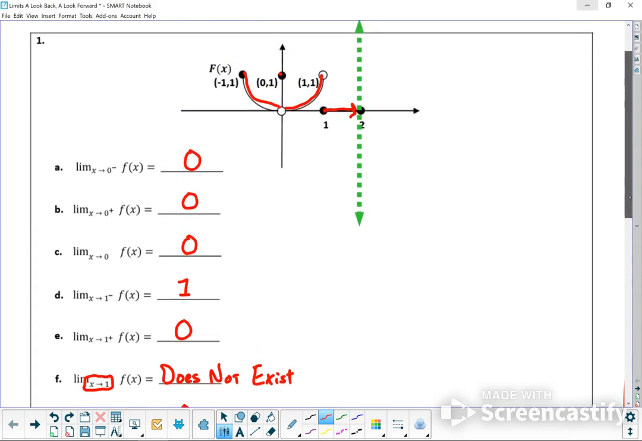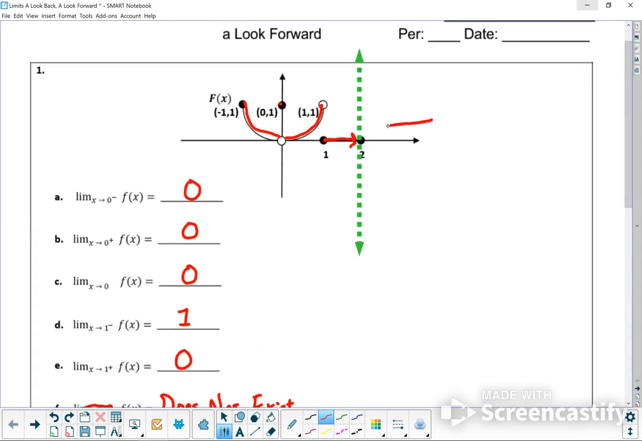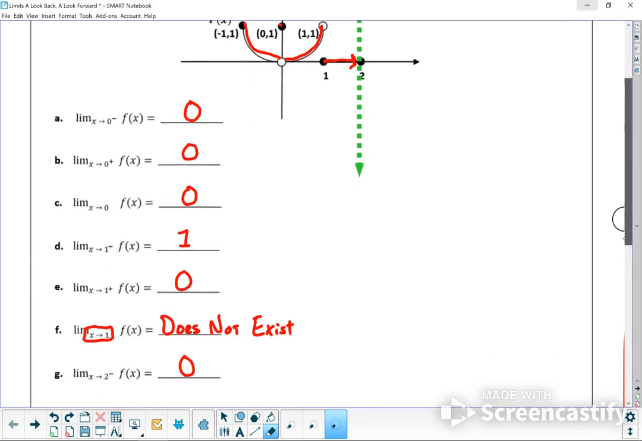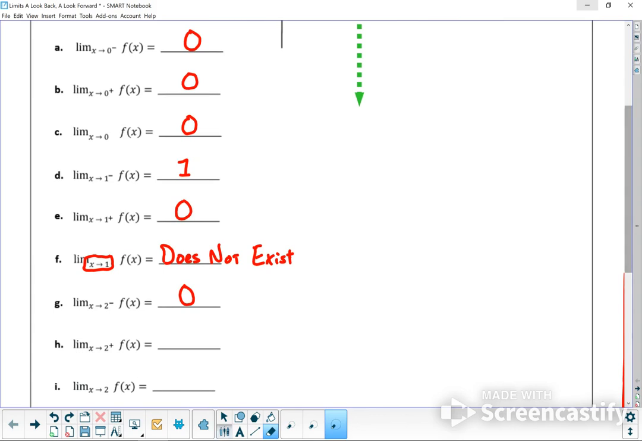Okay. As x approaches 2 from the right, you think about how can I come in towards the right-hand side? Where's the function? Where's the line? Where do I come in from? And there is no line. There is no function on the right-hand side. So this one right here doesn't exist. Because it doesn't exist, I'll just put D and E.